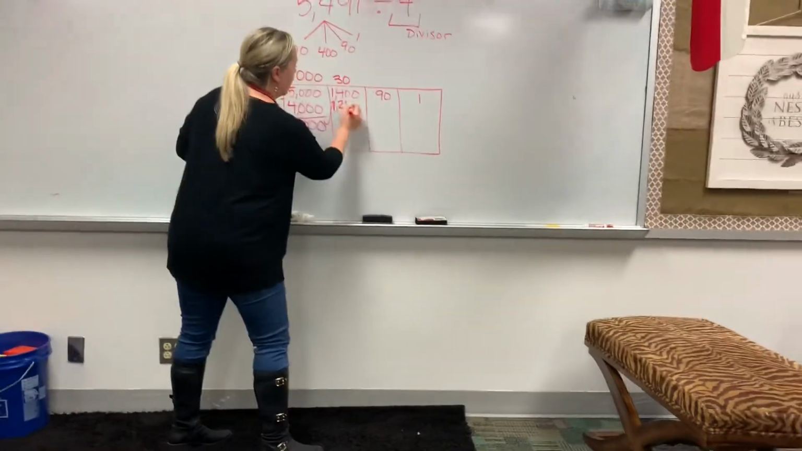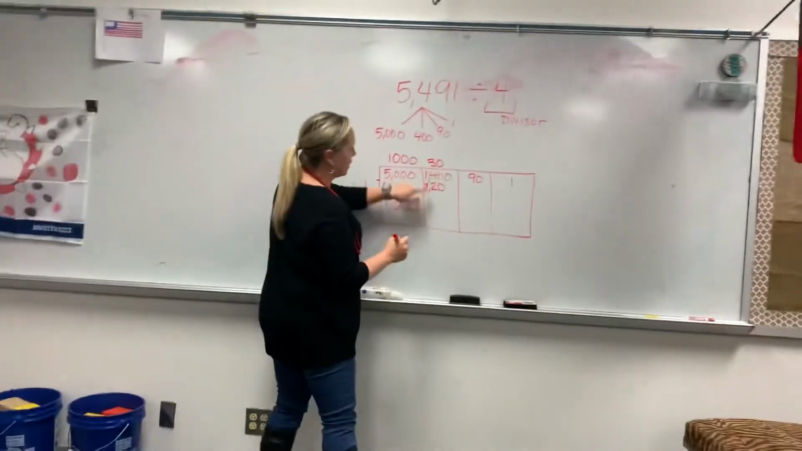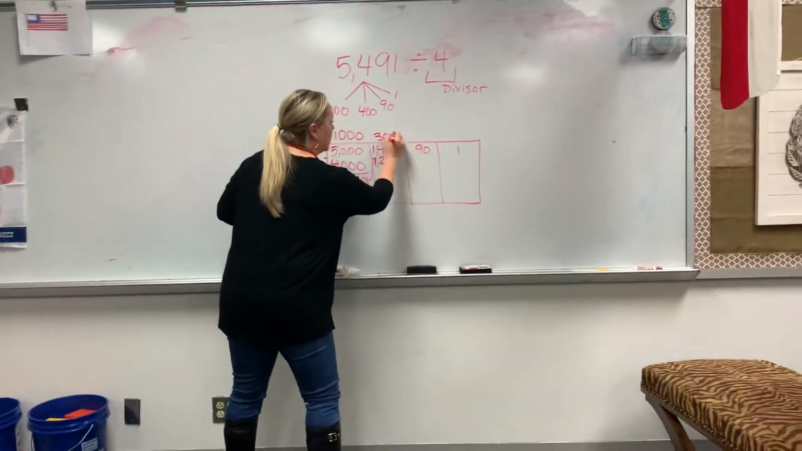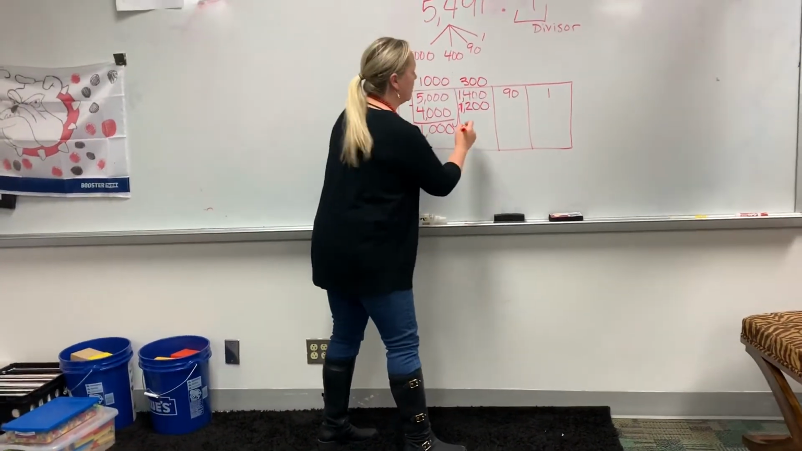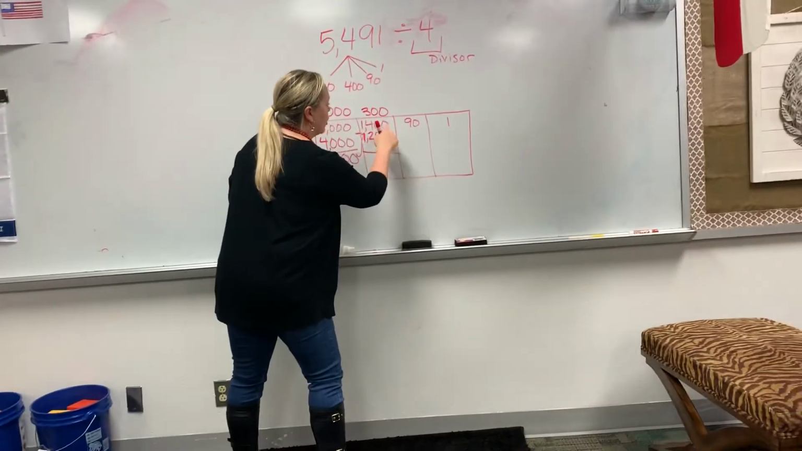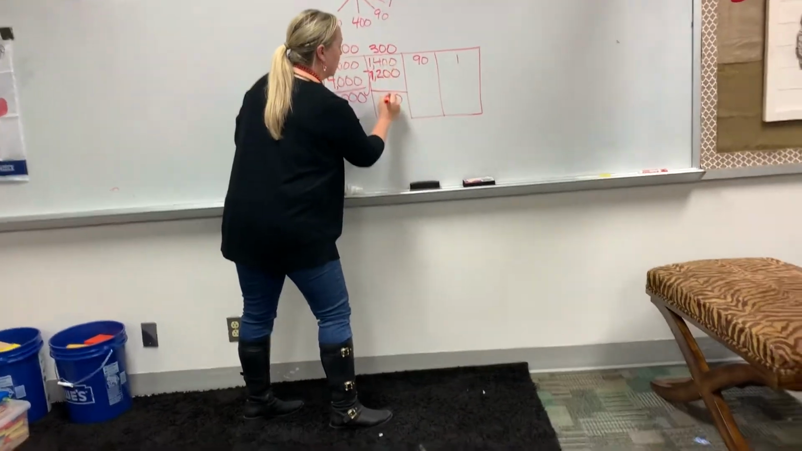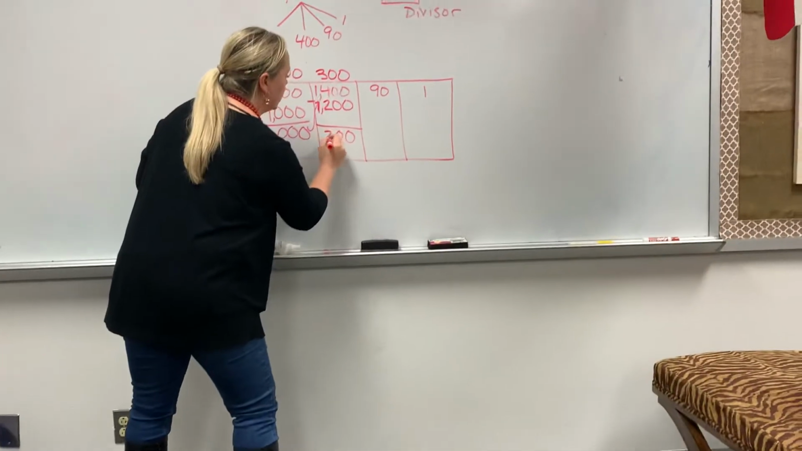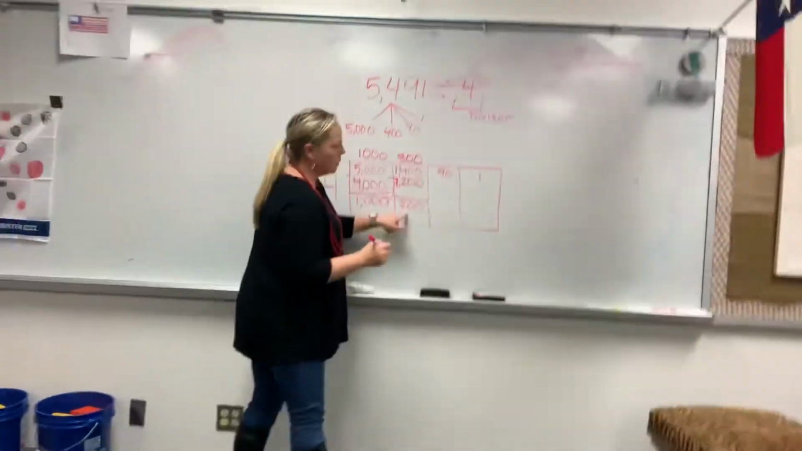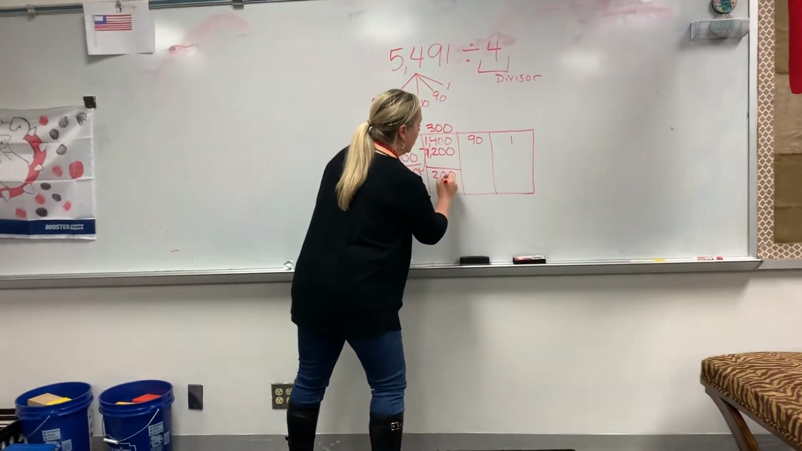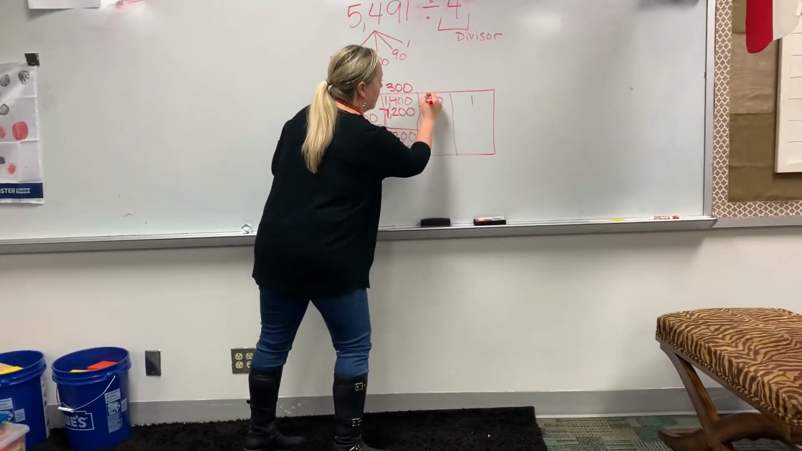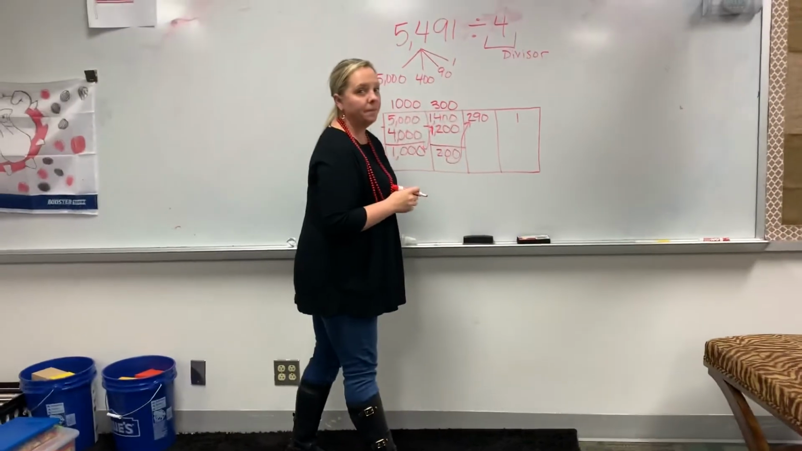My trick with my zeros is to add a 0 up top and 1 down below, because 4 times 30 is 120. 4 times 300 is 1,200. And now I'm going to subtract. 0 minus 0 is 0. 0 minus 0 is 0. 4 minus 2 is 2. 1 minus 1 is 0. I have 200 left over, and I need to carry those to the next block. I carry them over and add them, and this number becomes 290.